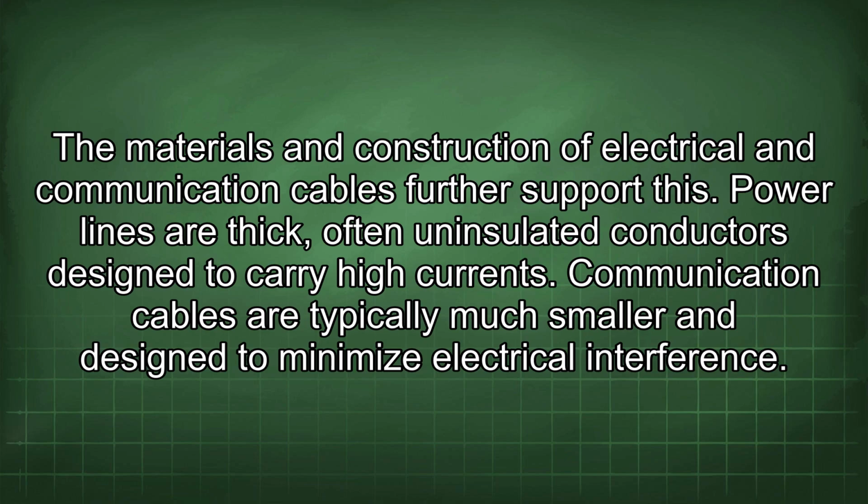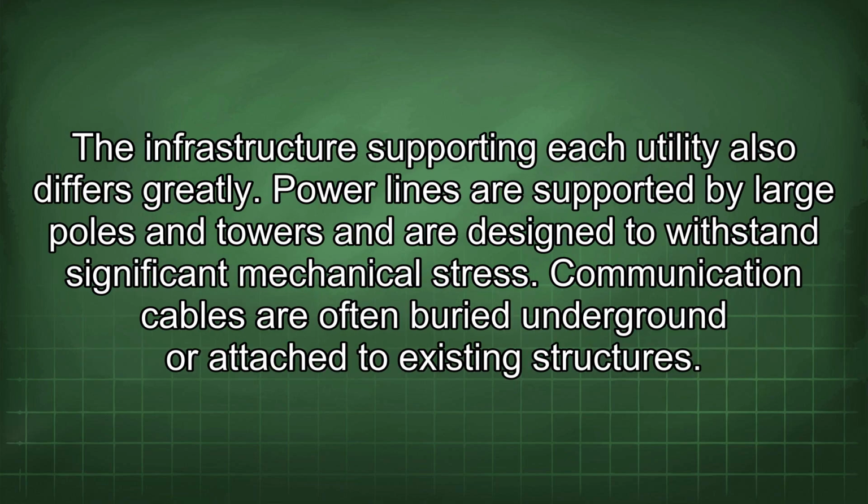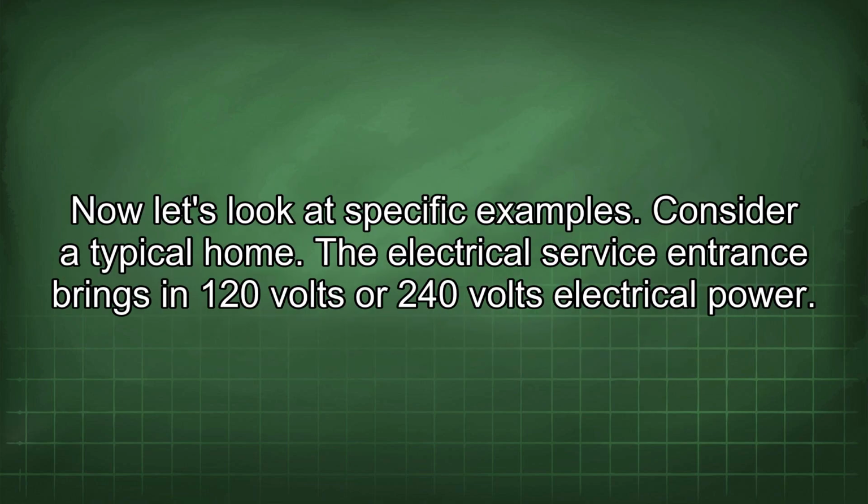Power lines are thick, often uninsulated conductors designed to carry high currents. Communication cables are typically much smaller and designed to minimize electrical interference. The infrastructure supporting each utility also differs greatly. Power lines are supported by large poles and towers and are designed to withstand significant mechanical stress. Communication cables are often buried underground or attached to existing structures. Now let's look at specific examples.